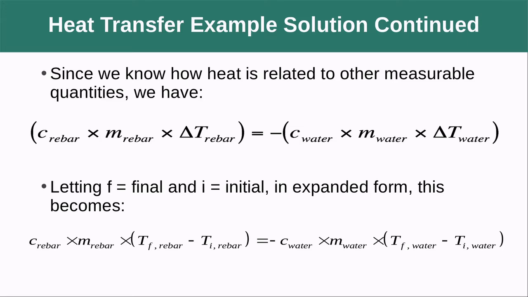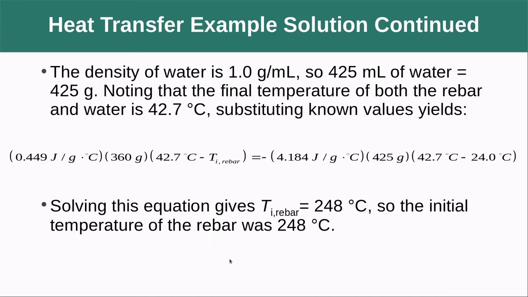If we expand out our delta T values here, we get this expression, which looks a little complicated, but we now know pretty much all of these values except for the initial temperature of the rebar, which is what we wanted to know. So if we start plugging in all those values, the one that we got from table 5.1 for the specific heat of the rebar, the mass of that rebar, its final temperature, which is going to be the same as the water, because remember they came to thermal equilibrium, right? And then we have the specific heat for the water, we have the mass of the water, we know that the water was initially at 24.0 degrees Celsius.